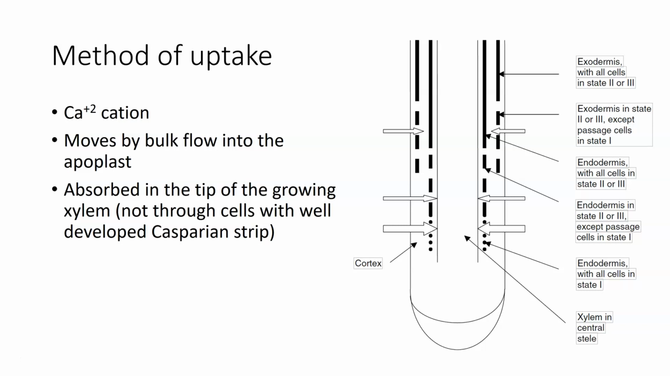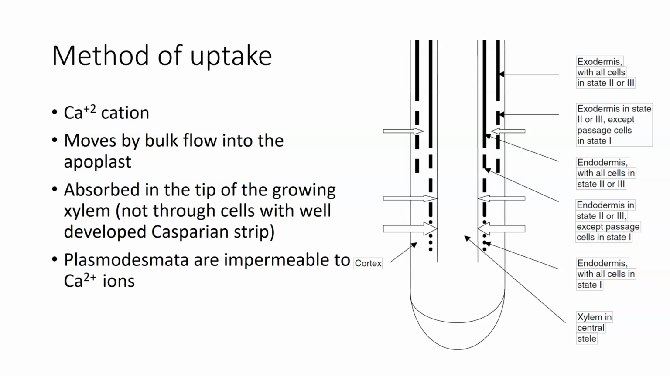Normally, calcium is going to be absorbed down by the root tip, where it is going to be able to move directly into the xylem in the central stele. It is allowed to go upwards as part of the fluids that are being transported. It doesn't get loaded in, it goes up in the xylem. The plasmodesmata are also impermeable to calcium ions. They don't pick up calcium and they don't allow it to move upwards.